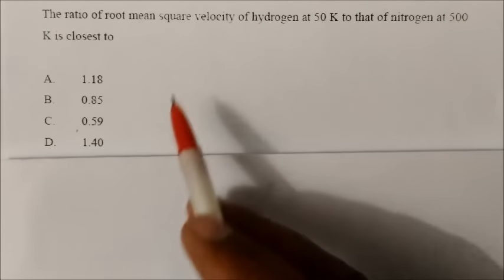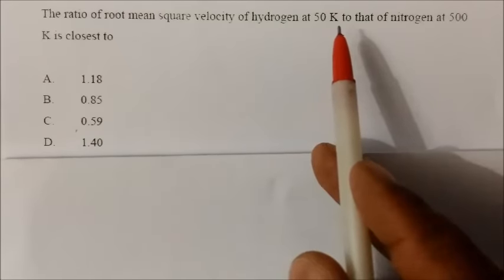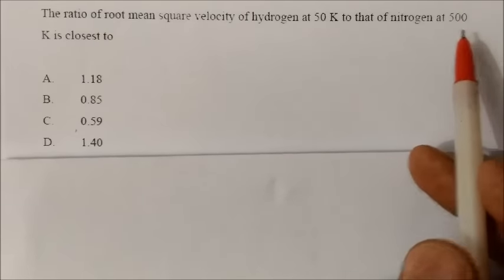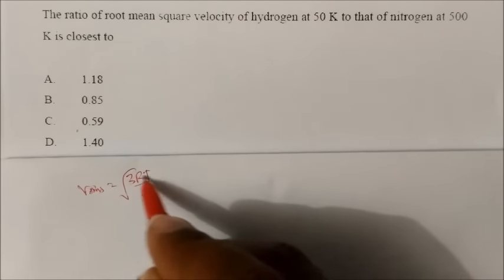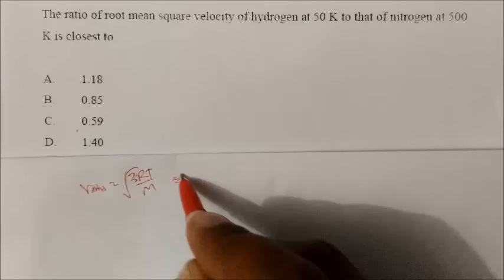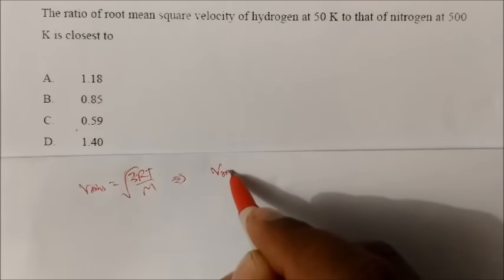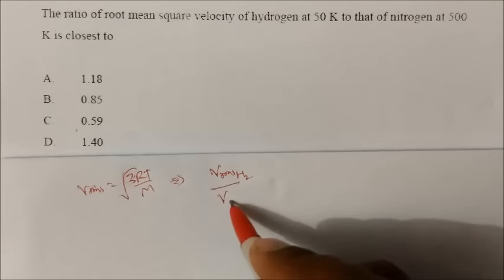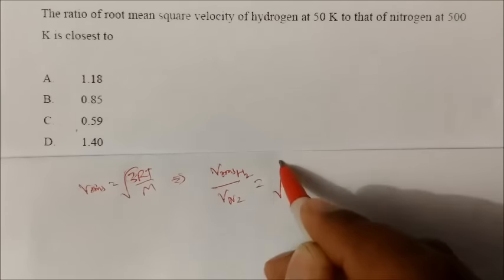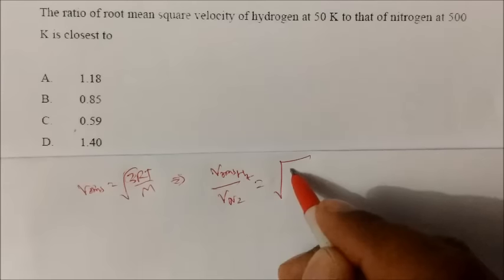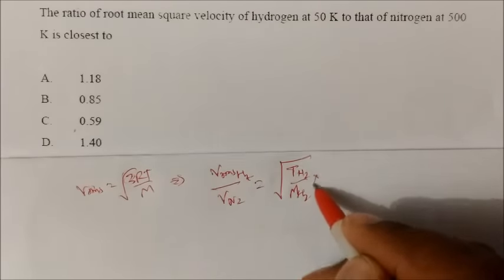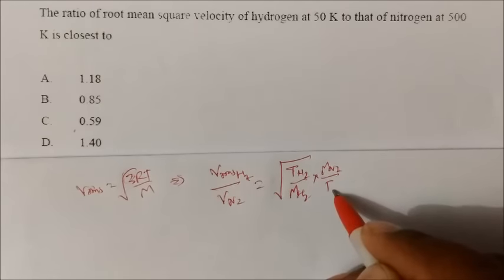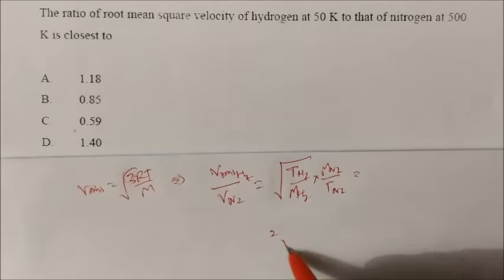The ratio of the RMS velocity of hydrogen at 50 Kelvin to that of nitrogen at 500 Kelvin is closest to. So we know V RMS is equal to the square root of 3RT by M. So R is constant, 3R is constant, we'll take T by M. So the RMS velocity of hydrogen and the V RMS of nitrogen. So the ratio involves the temperature of hydrogen by the molar mass of hydrogen, multiplied by the molar mass of nitrogen by the temperature of nitrogen. So we will get the answer.